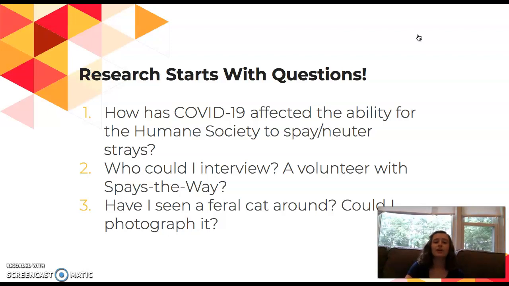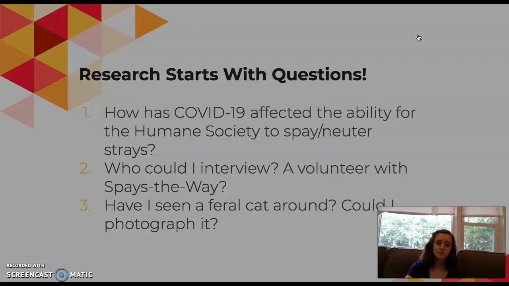And then, have I seen a feral cat around? Thinking about your stake in the problem. Do I have a feral cat that I adopted? I have a feral cat sitting on my lap right now who I adopted. Can I take some photographs of whatever problem that I am addressing? Maybe you go to the Humane Society and take photos. Maybe you've got a feral cat colony living by the dorms, and so you want to take some photos of that. Just starting to collect evidence and do that sort of everyday research that's really important in this process.